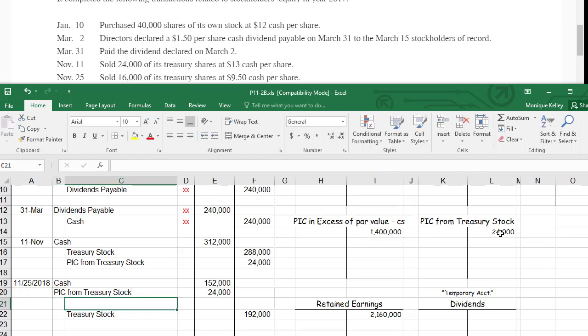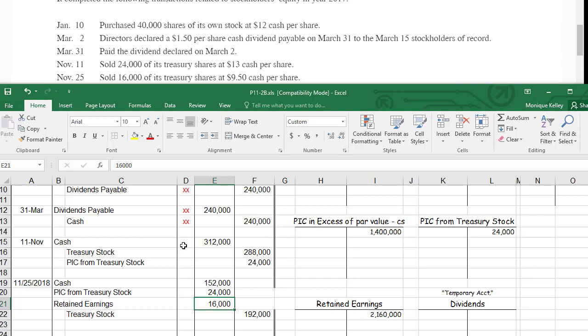And then the difference, we still need some more. We actually need 16,000 more to cover the difference. And that 16,000, because we will have exhausted this balance, has to come from our retained earnings. We can't take it from our regular paid-in capital in excess of par because it's related to a different item, our common stock account. So we'll go ahead and debit retained earnings for the 16,000.